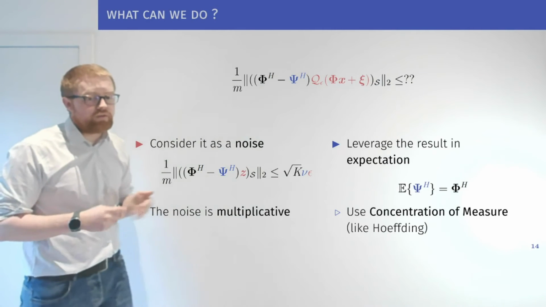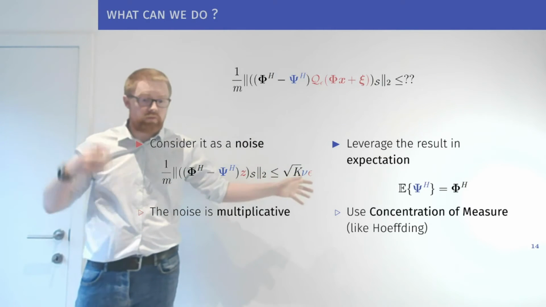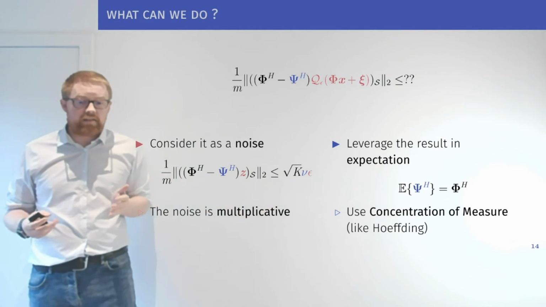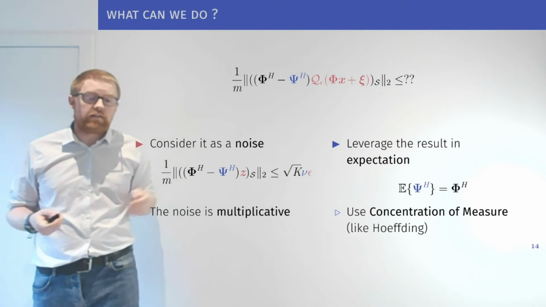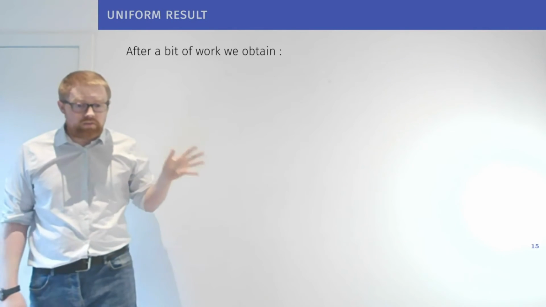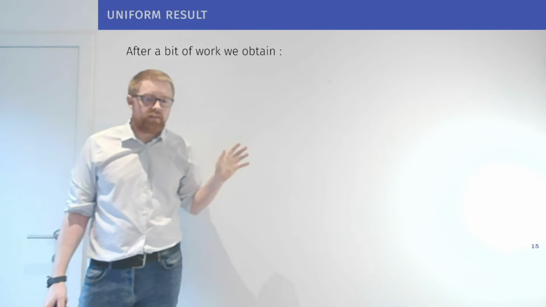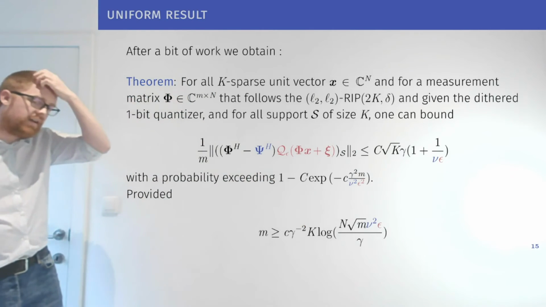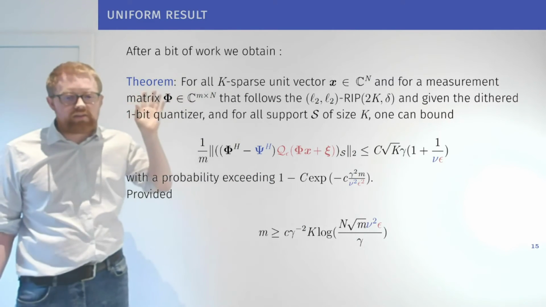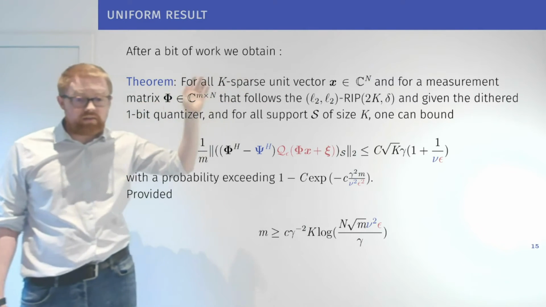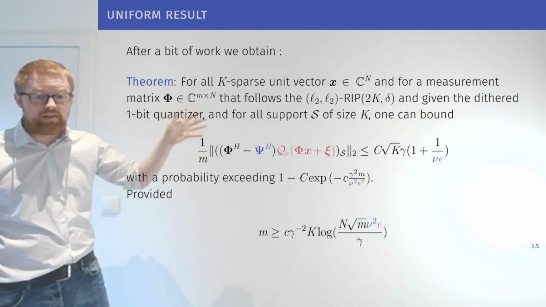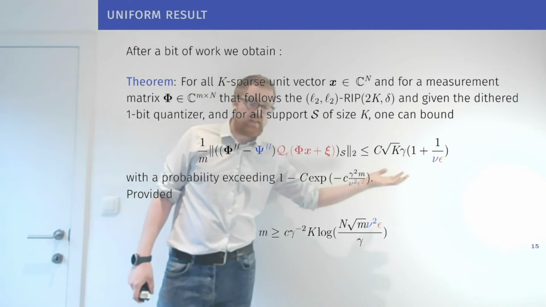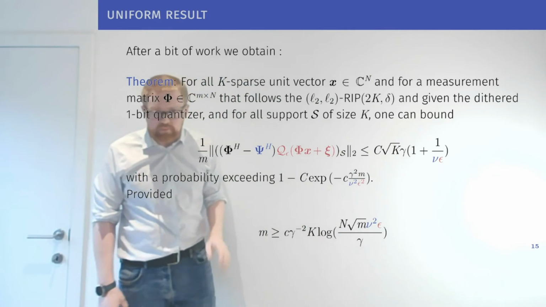Leveraging that allows us to use concentration of measure inequalities like Hoeffding, which can help us to get a tighter estimate. So if you do that, after a bit of work and sweat and tears, this is what you get. I won't bore you with the whole theorem, but basically it says that if your matrix has the RIP, and if you have a k-sparse vector and you use it with the quantized operator that we've been defining, these discrepancy terms can be scaled by that with some probability.